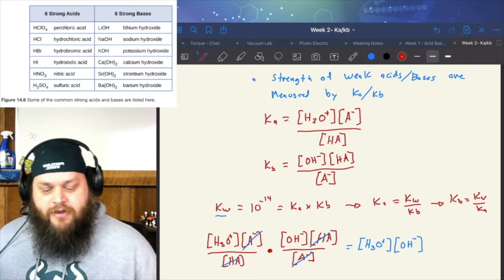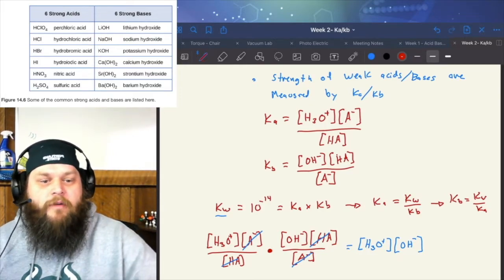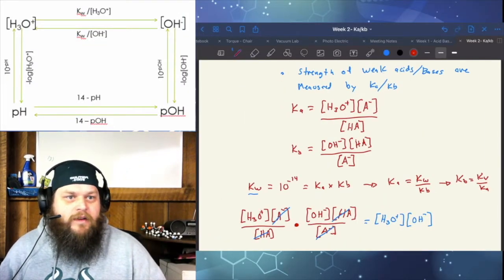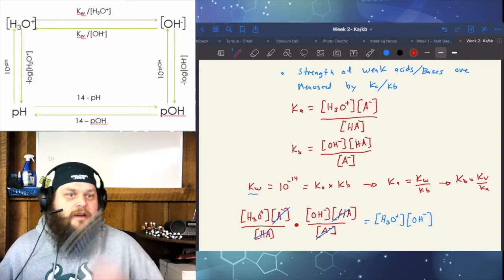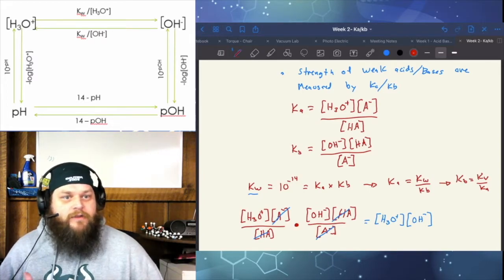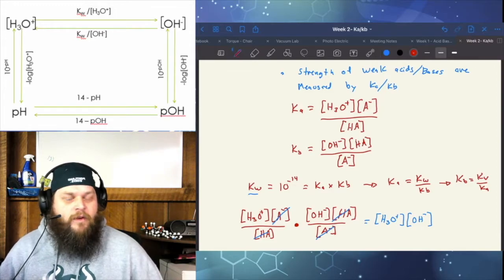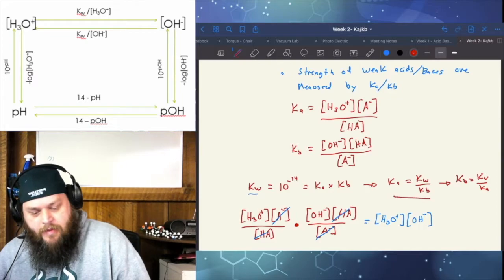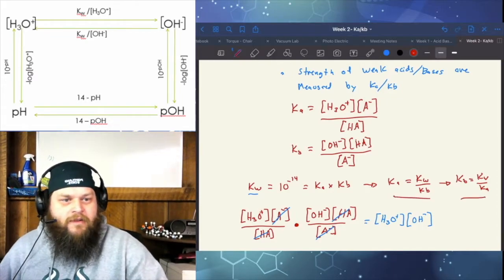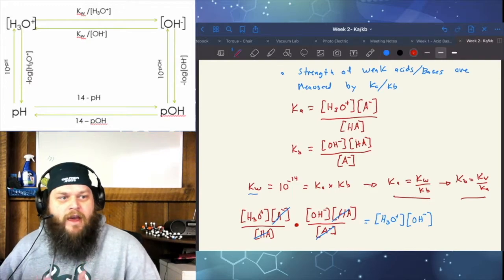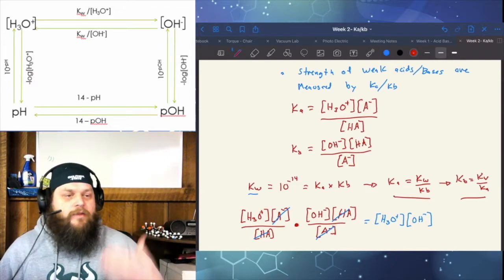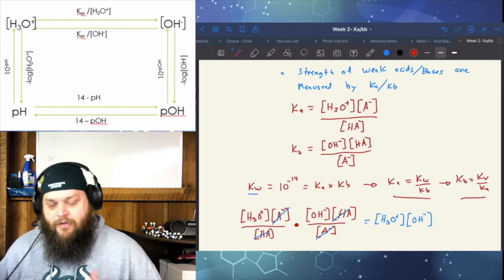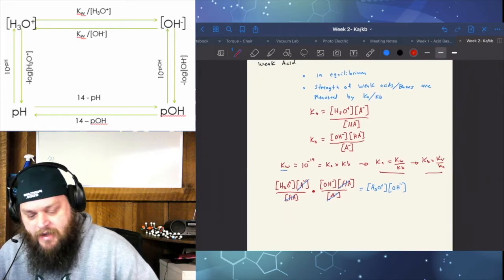It's a really cool relationship. If you have one, you can always kind of work your way around and find the other. It's similar to this pH box we talked about last week. Here we were talking about the concentrations of hydroxide and hydronium and how we can swap back and forth between those with Kw. You can do the same idea with Ka and Kb using these relationships here. So if you have Ka, just take Kw divided by Ka, you'll get Kb, and vice versa for Kb. So if you have one, you can find the other, which makes it really easy and convenient.